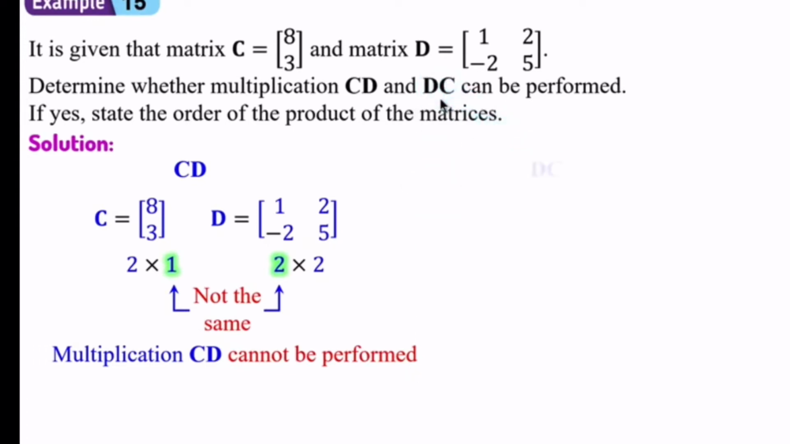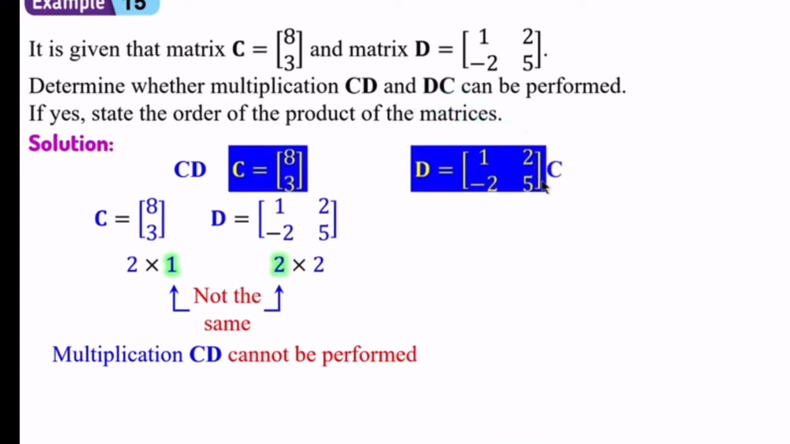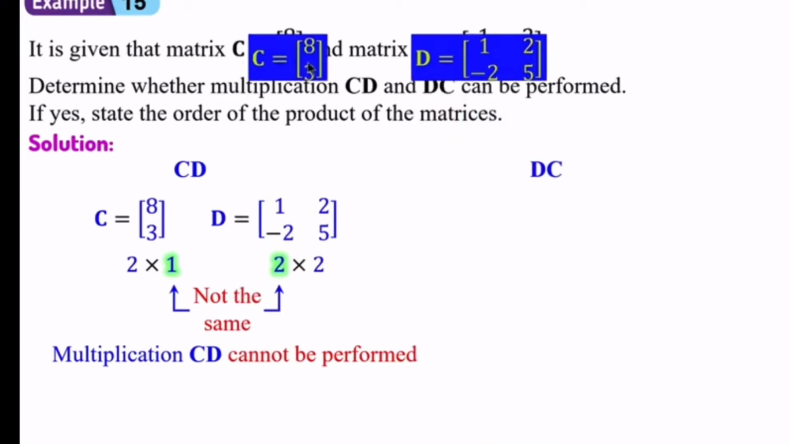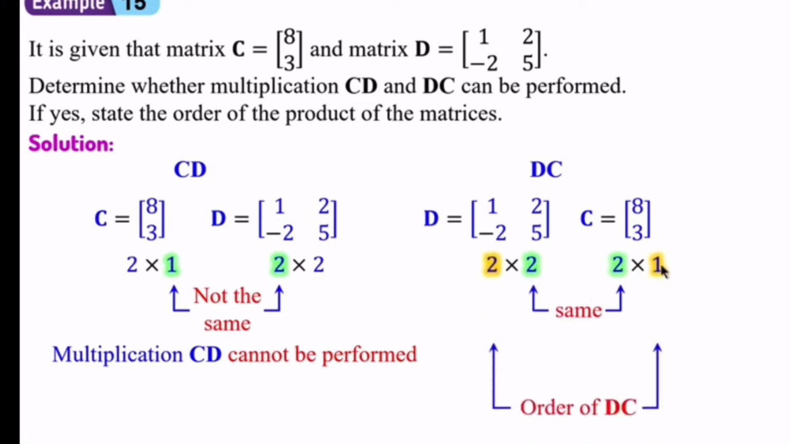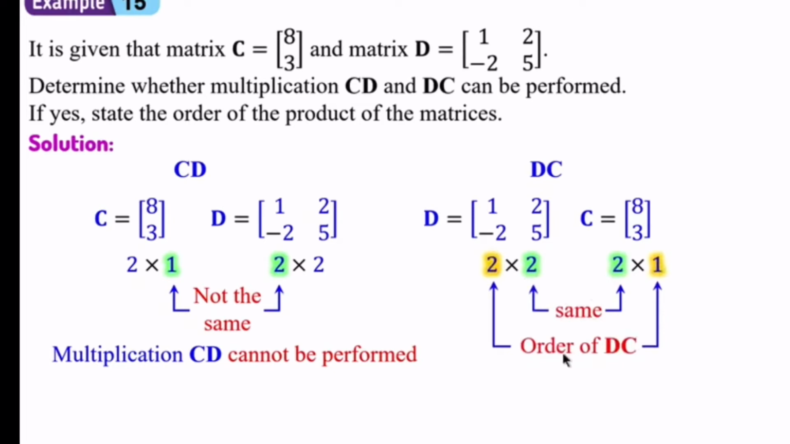And how about DC? Let's check the order first. The order for matrix D is 2 by 2, and the order for matrix C is 2 by 1. So the number of columns of matrix D is the same as the number of rows of matrix C. Hence these two matrices can be multiplied. Multiplication can be performed for matrix D and C.